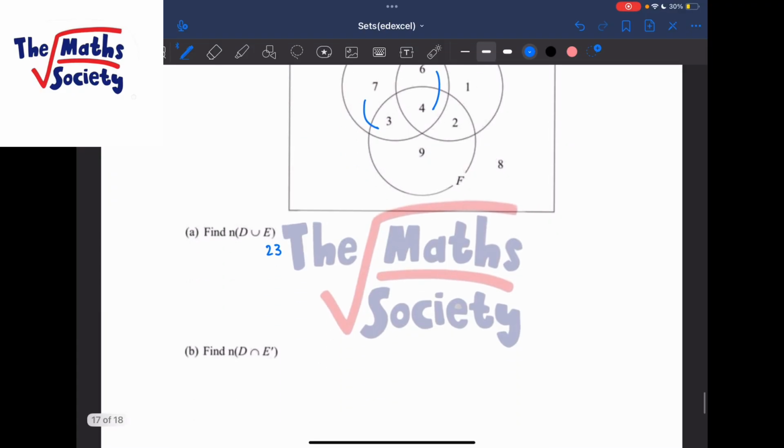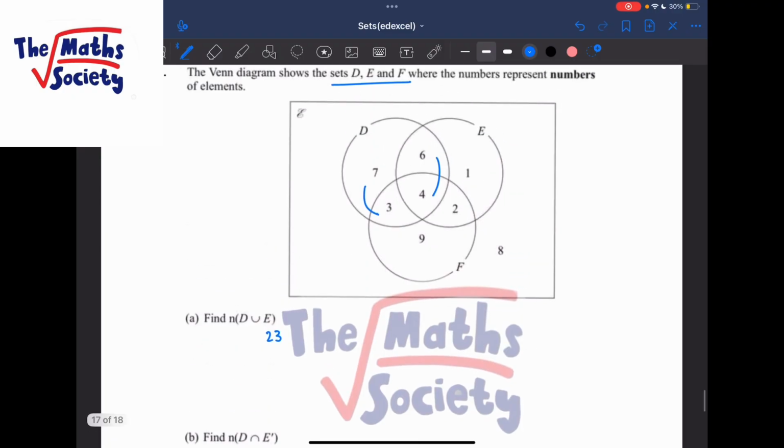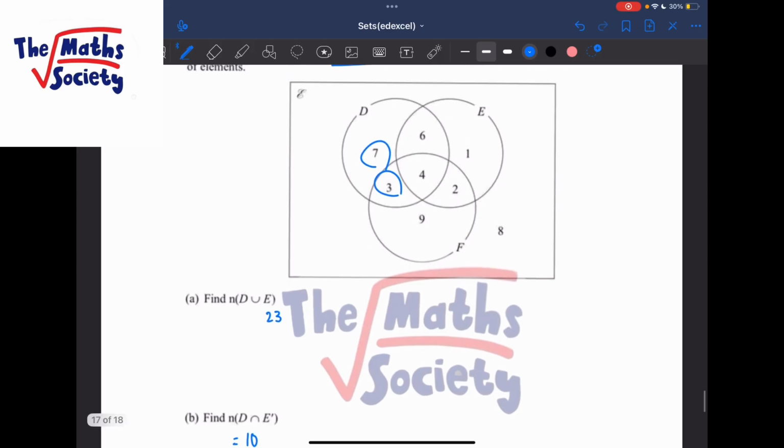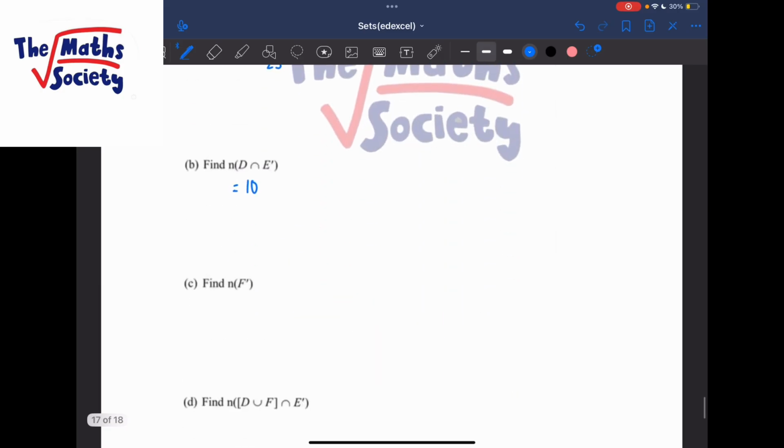And then find n of D intersect E prime. D intersect with E prime is just going to be this, which is just 10. So like this and this, because they say E prime, so you intersect with what is not E, so it's just the D part, so there's 7 and 3.